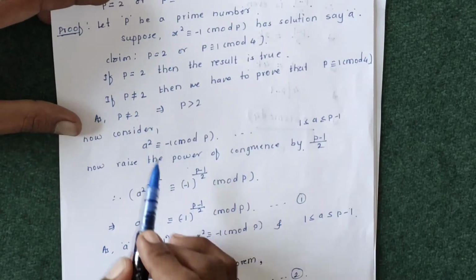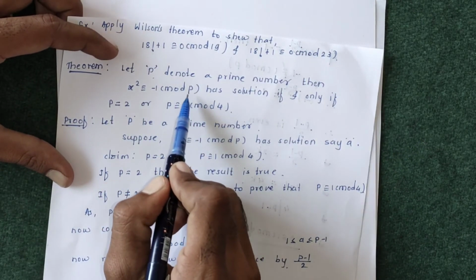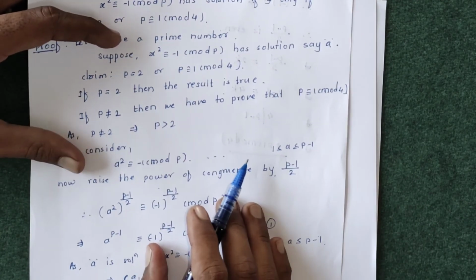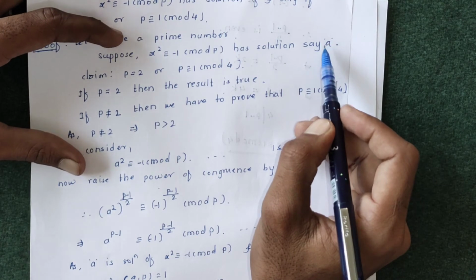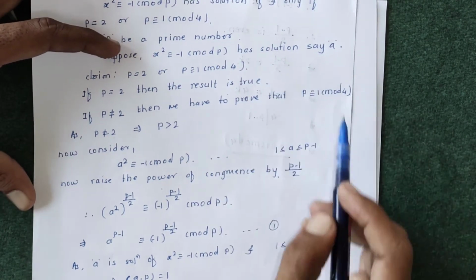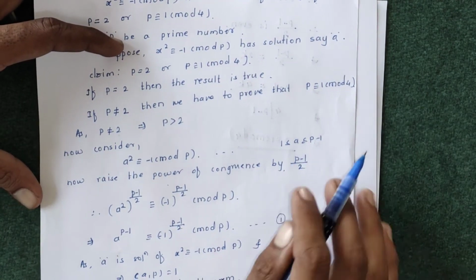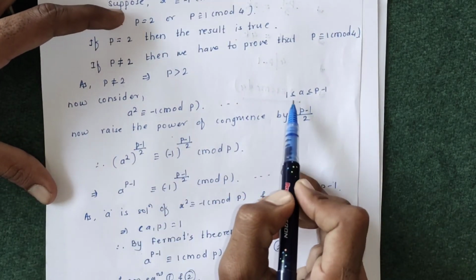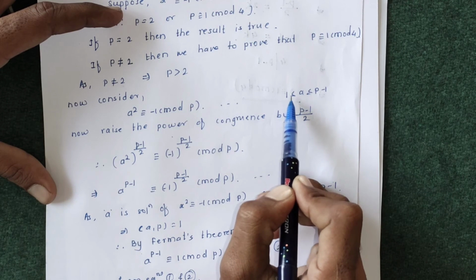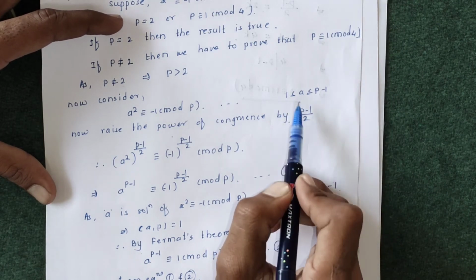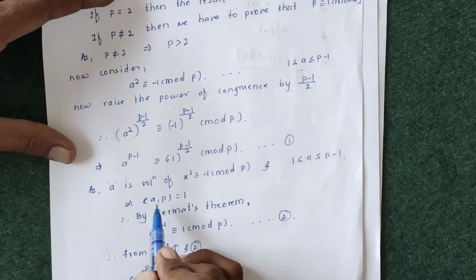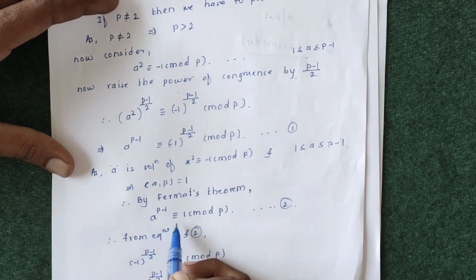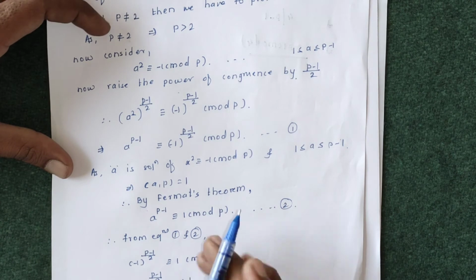Since we are given that x squared is congruent to minus 1 mod p has a solution, if that solution is a, then a squared is congruent to minus 1 mod p, and that a must come from the CRS under modulo p, and the CRS under modulo p is 1 to p minus 1. So a squared is congruent to minus 1 mod p. Since this a is between 1 and p minus 1, a must be relatively prime to p, and using Fermat's theorem we can write a raised to p minus 1 is congruent to 1 mod p.